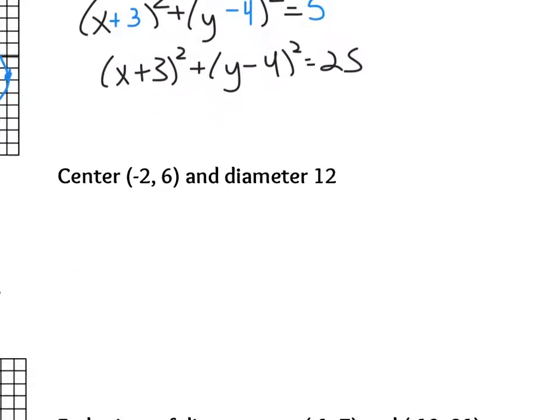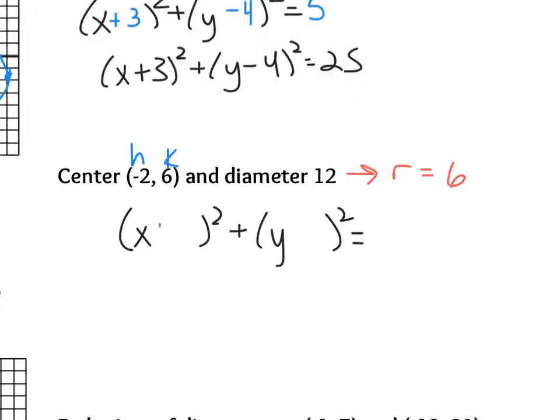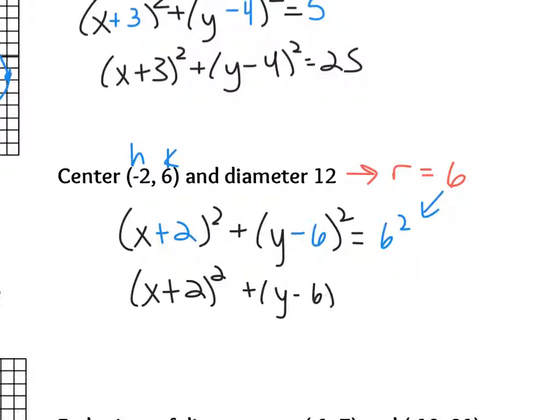What's different with the next one? I give you diameter. Well, the first thing I would do is if diameter is 12, that means my radius is 6. And doing the same process, we have blah, blah, blah. I have my h and my k, so plus 2, minus 6, equals 6 squared, which would be 36. So far, so good, hopefully.